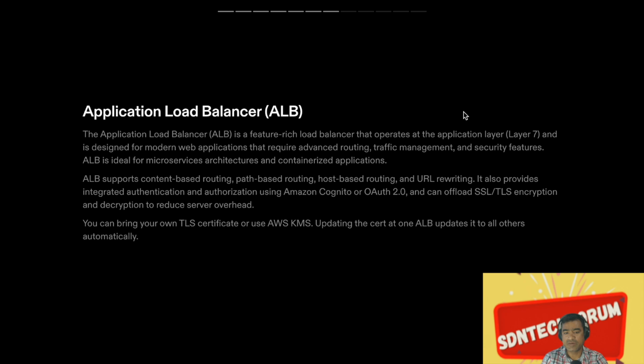ALB supports content-based routing, path-based routing, host-based routing, URL rewrite, and it integrates authentication and authorization using Amazon Cognito or open standard OAuth 2.0. It can also offload SSL and TLS, just like network load balancers. You can bring your own TLS certificate or use AWS Key Management Service to get the certificate. Updating the cert at one ALB updates all others automatically. So that is a key benefit, I think, of using ALB.